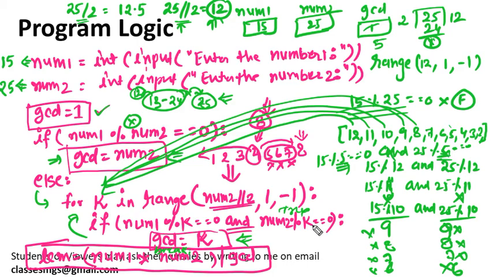And if you want to calculate the LCM, LCM will be number 1 into number 2 divided by GCD. Number 1 is 15, into 25, divided by GCD. GCD is 5. So 5 fives are 25, and 15 times 5 is 75. So 75 will be the LCM and GCD will be 5. This way this program will help you calculate both the GCD and LCM.